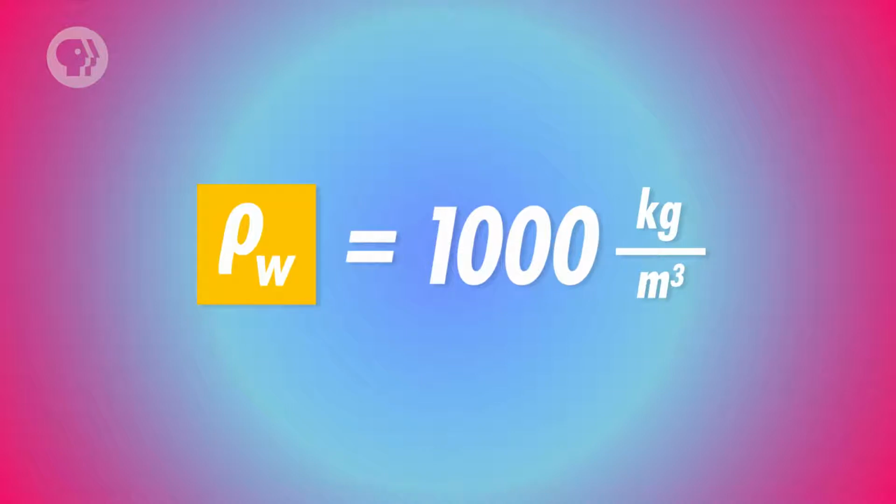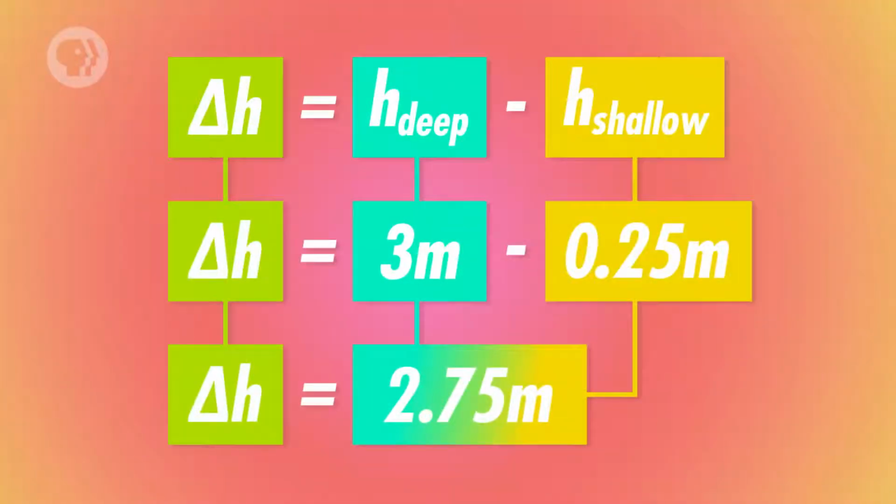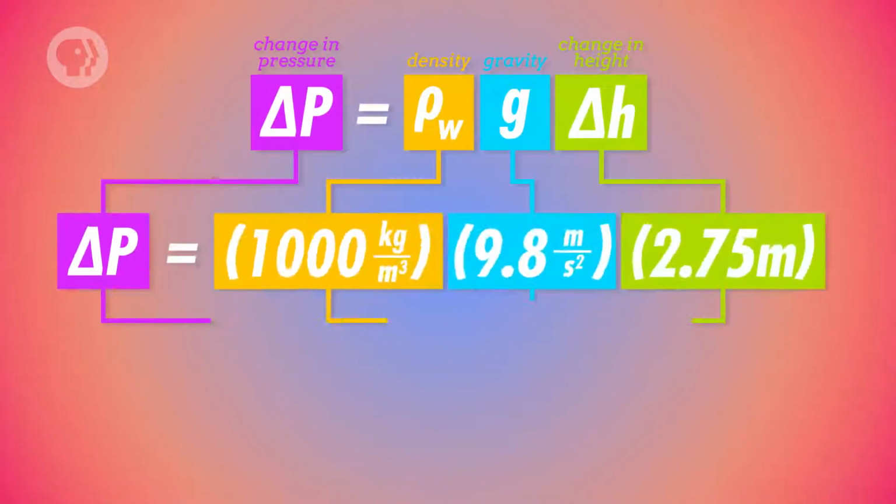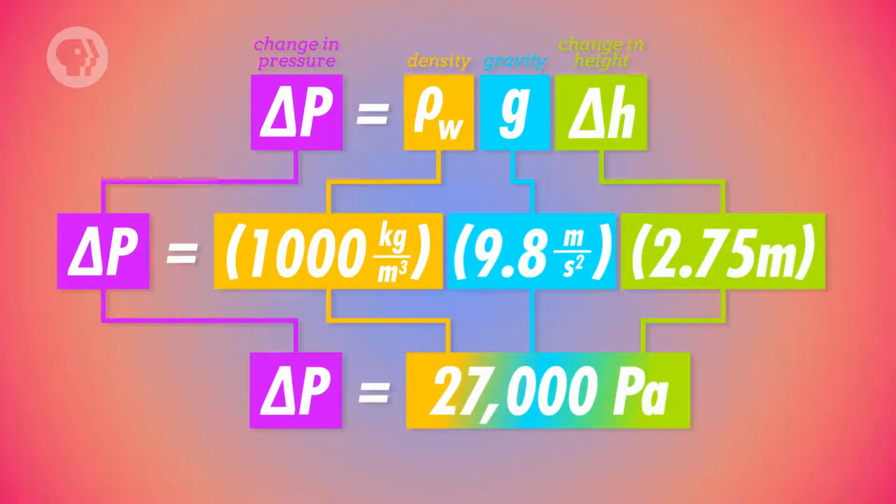So let's say you're swimming in a pool that's 3 meters deep and you want to know how much more pressure you'll experience at the bottom of the pool versus how deep you are now, which is, let's assume, 1/4 of a meter. The density of the water is 1,000 kilograms per meter cubed, and the change in distance to the surface is 2.75 meters, which means that the pressure at the bottom of the pool is 27,000 pascals more than the pressure 1/4 of a meter down.